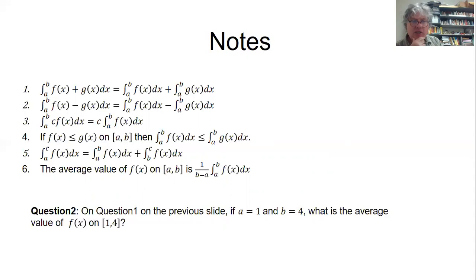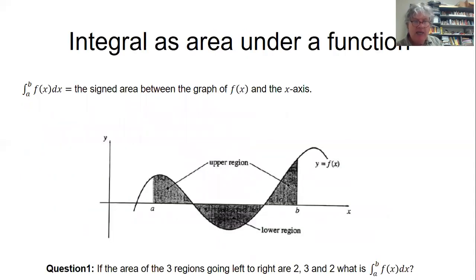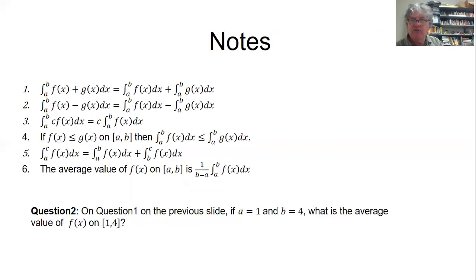So your second question is, on this previous slide, if A equals 1 and B equals 4, what is the average value of that function on the interval 1, 4?